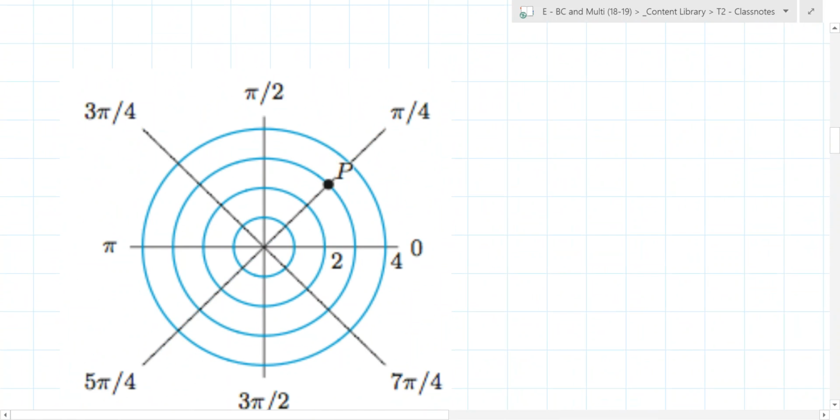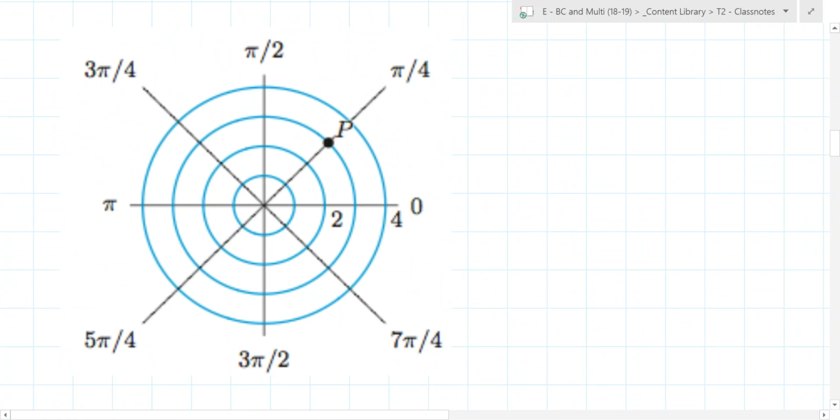So what else do we get to do? Well, this is what graph paper looks like in polar land.